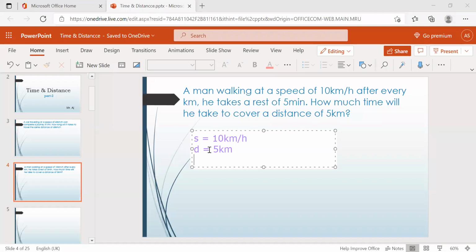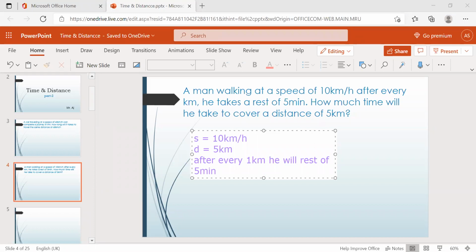Okay. And what is the additional information? After every 1 kilometer, he will take a rest of 5 minutes. Then how much time does he take to cover the distance? That's what they're asking.